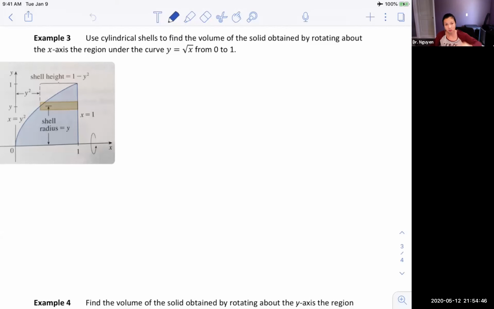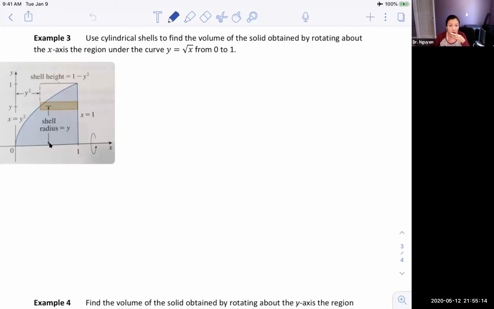So we're still rotating about the x-axis, but we cut that part right here, and that section we rotate about the x-axis to create the disk. This time we're going to work with cylindrical shells.